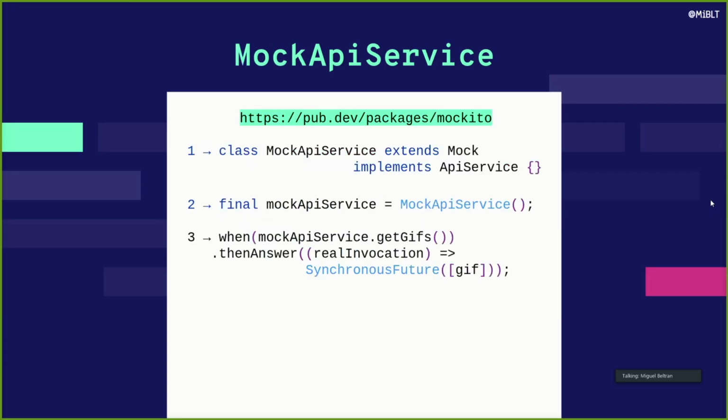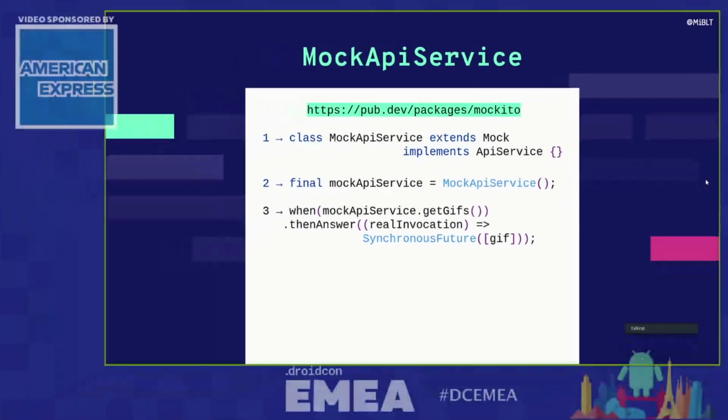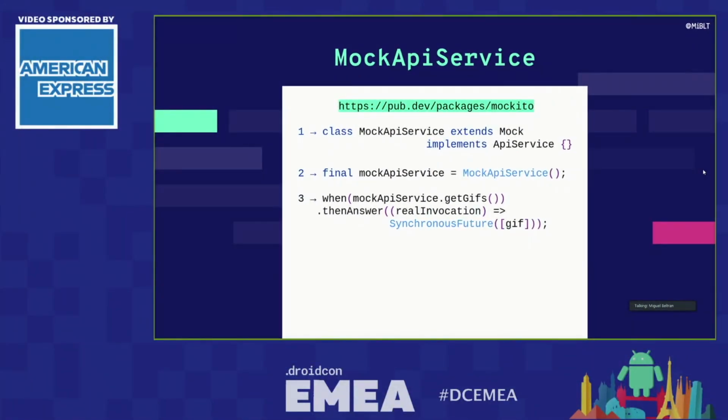To use mocks, we will first need to add the Mockito library for Dart that you can find on pub.dev. And then we need to do these two things. First, create a class called MockApiService that should extend the Mock class, which comes from Mockito, and implement the interface of the API service that we saw before. Then create an instance of this class.